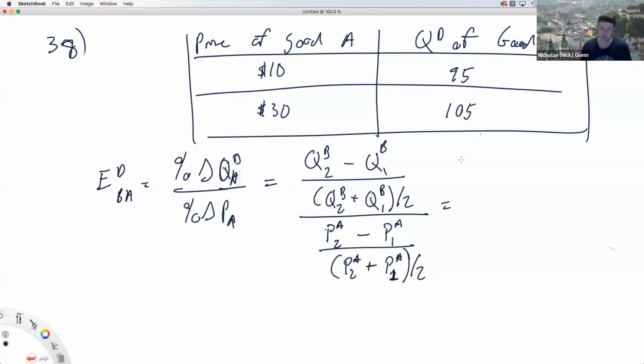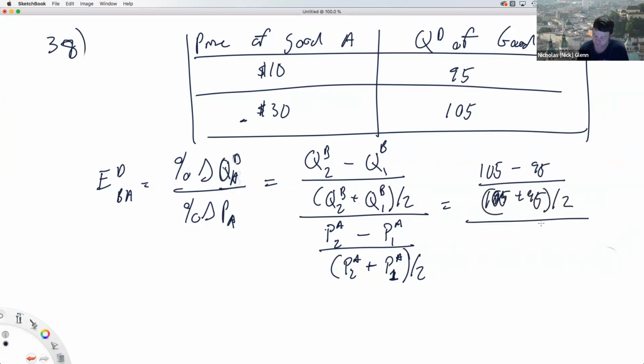So now let's plug in our numbers here. All right. We end up at 105 quantity demanded. We start out at 95. We start out at $10, we get 95 quantity demanded. It goes to 30, we get 105. So we subtract. There's a change of 10. We want a percentage change, so we need to take the midpoint here: 105 plus 95 divided by 2. All right, so this will give us our percent change in quantity demanded of good B.